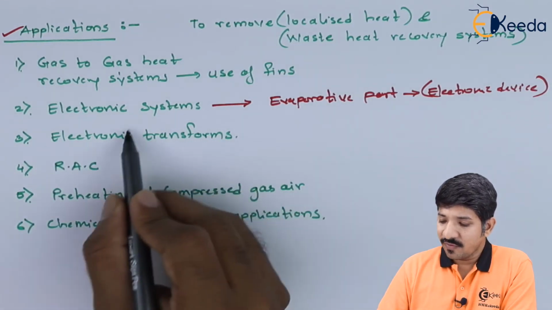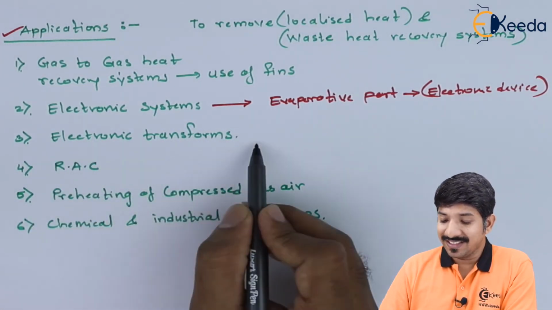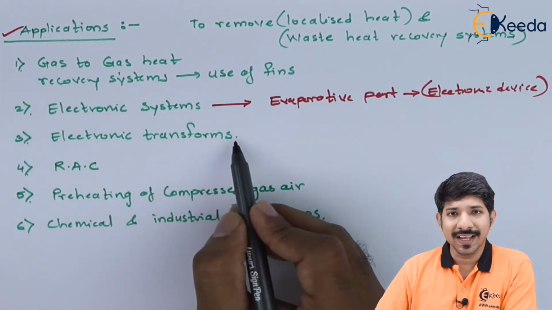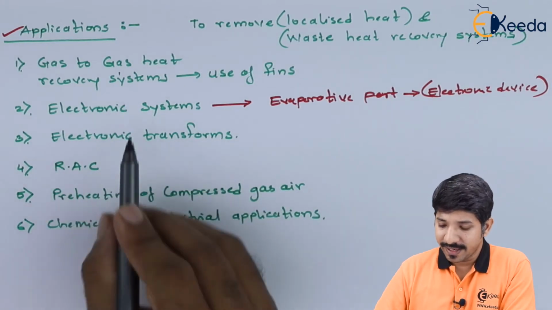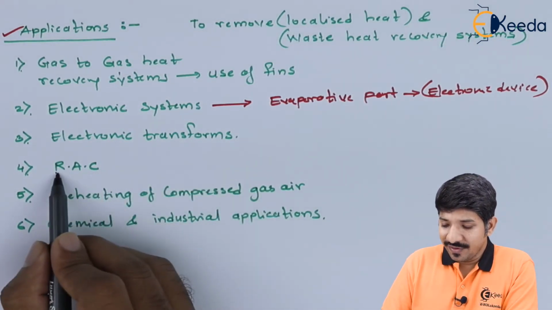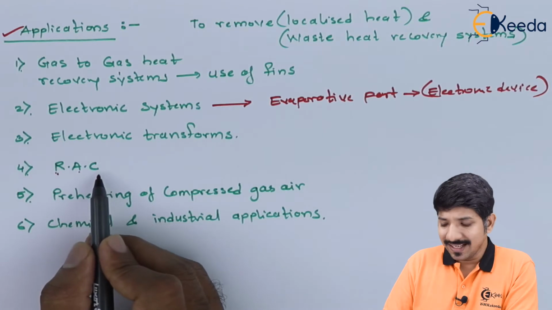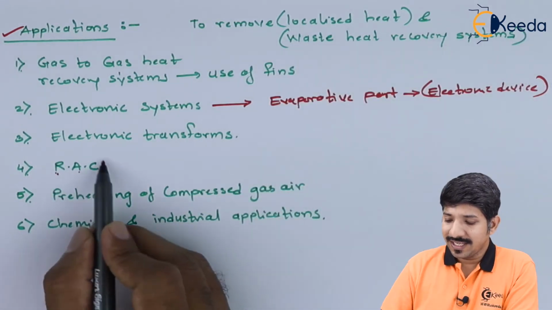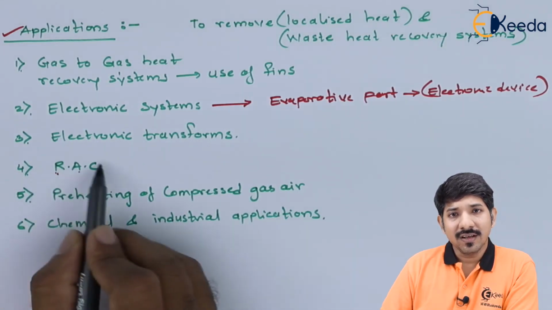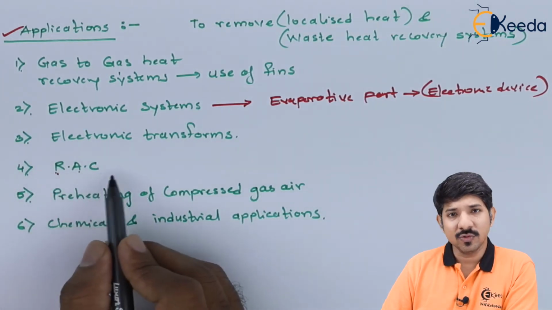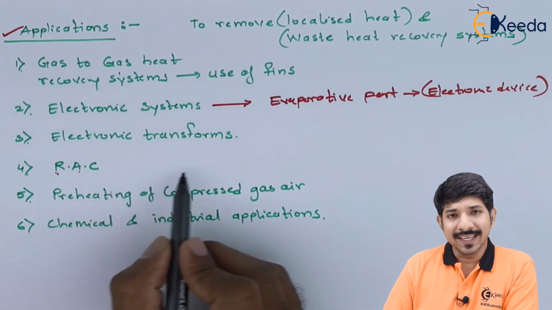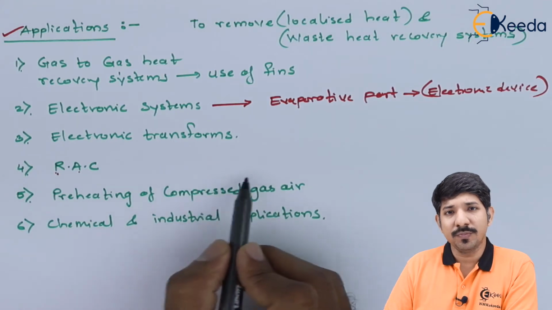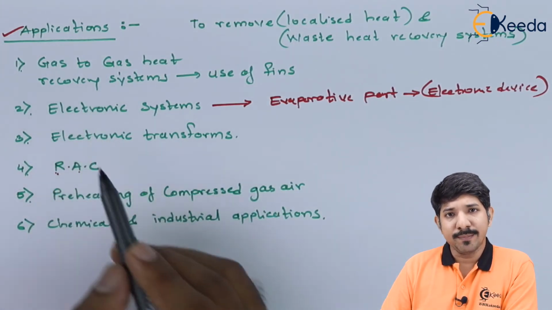Again, electronics transformers, where heat is generated, and the amount of heat generated has to be dissipated periodically. For that also we can use the heat pipe. RAC, that is refrigeration and air conditioning systems. There are again many waste heat recovery systems employed with RAC. Most of the heat that is sent to the condenser is lost to the surroundings, and that also can be used periodically using the heat pipe itself.